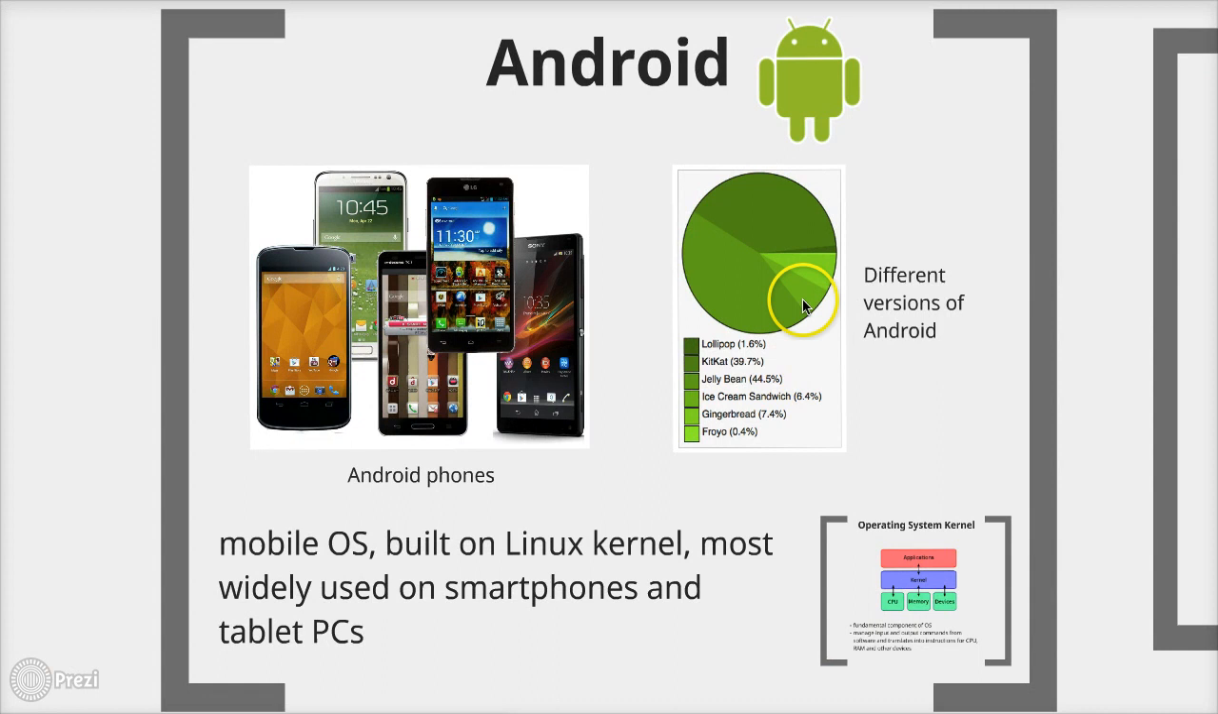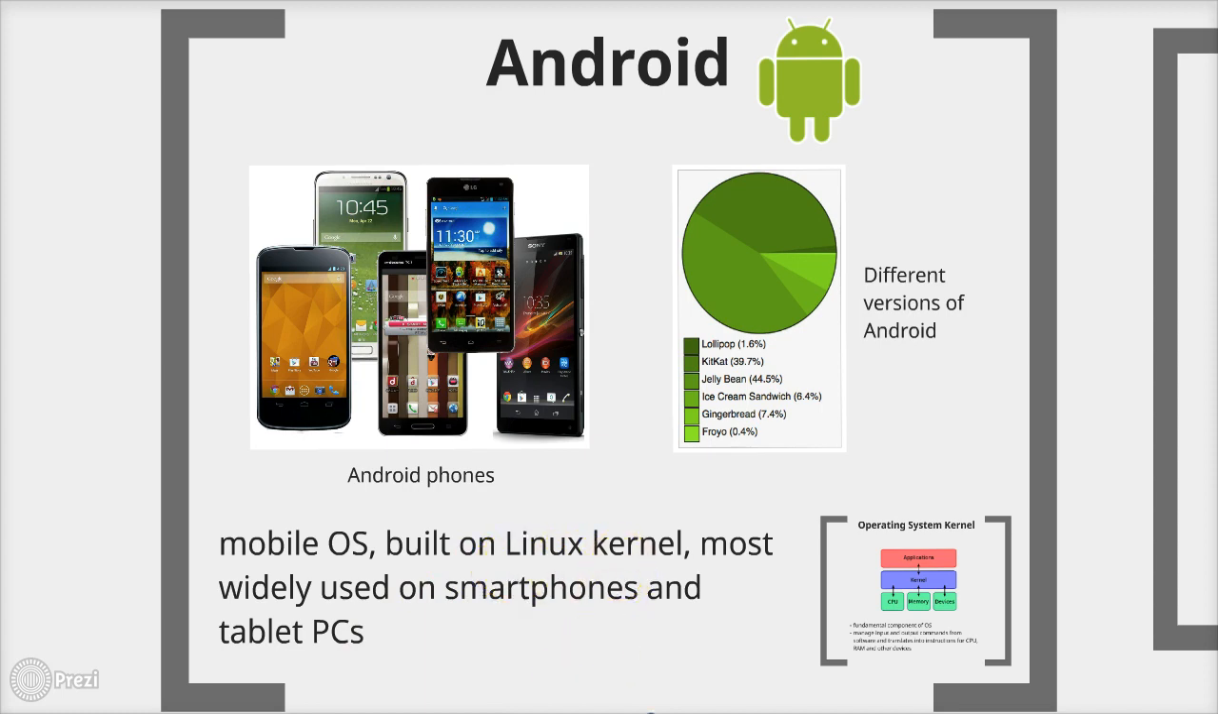Next, we have the Android OS, Android operating system. So if you have a Samsung smartphone, then you should be familiar with the Android OS. So it is a mobile OS, and it is also built on the Linux kernel. And Android should be the most widely used OS on smartphones and tablet PCs, for example, the Samsung Galaxy Tab. But what is a Linux kernel?